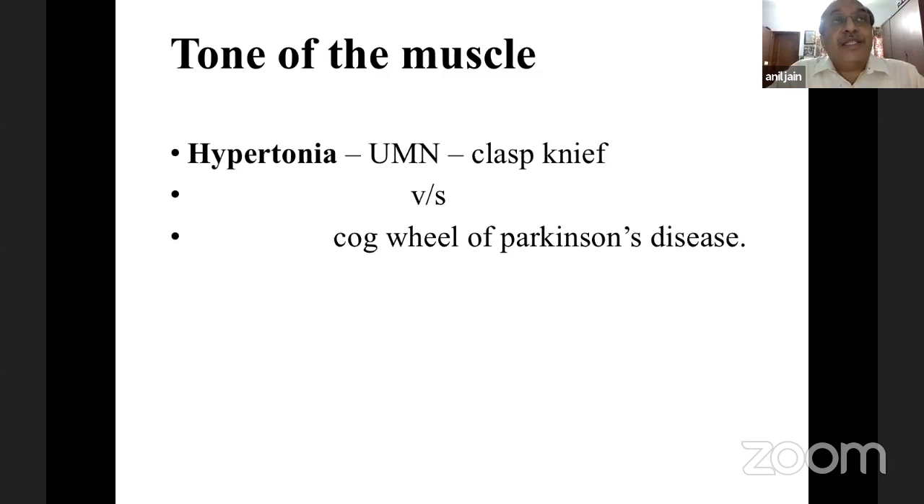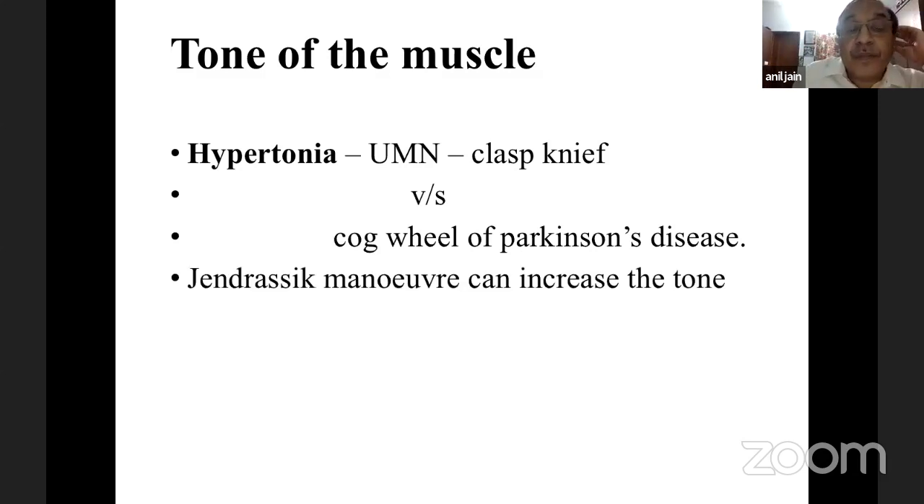So when you test the tonicity of the limb, you try to bend the knee, there is some resistance, and then it gives way. So this is what an upper motor neuron hypertonia or spasticity is. While in extrapyramidal or Parkinson's, there is resistance throughout, and that's why these are called rigidities. Now, there are certain situations where the tone increase is very mild and you are not able to elicit it.